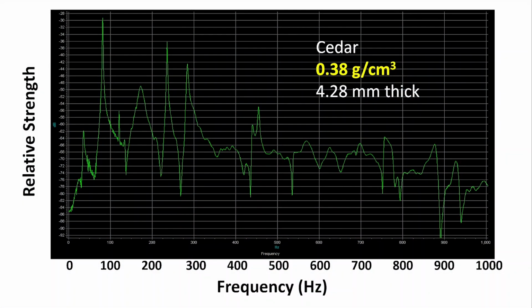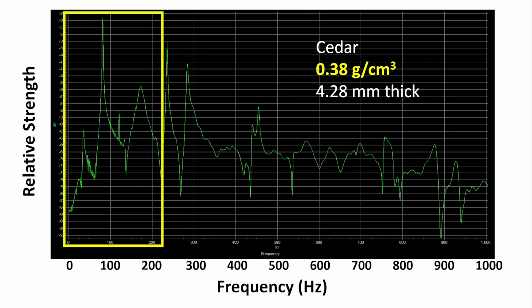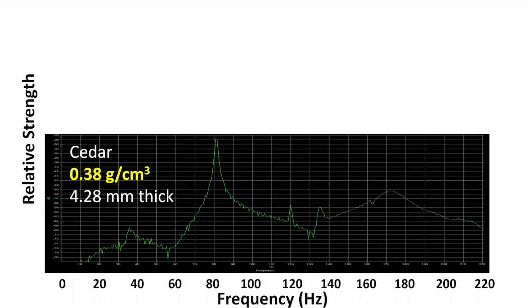densities relate to one another in the spectra. So here is the spectrum of the first soundboard that you've already seen, and it turns out that it has a density of 0.38 grams per cubic centimeter. And for simplicity going forward, let's just consider the lowest frequency end of the spectrum. And let me blow it up for you. So here's what you saw in that yellow box, and it shows you essentially two major peaks, one at 82 hertz and one at 173 hertz.